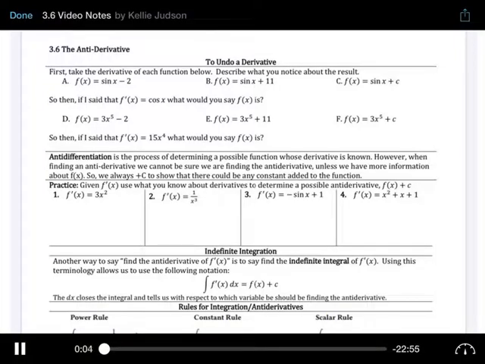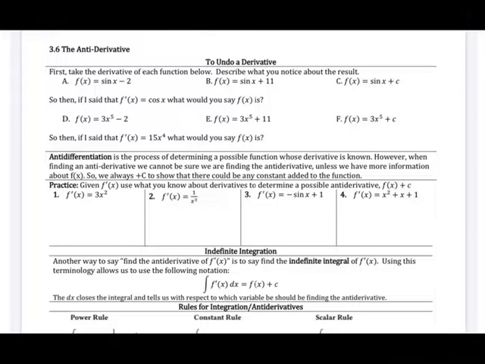3.6 is all about undoing derivatives, the inverse operation of a derivative, which we're temporarily just going to refer to as an antiderivative, and later we're going to refer to that process as integration when we spend many more chapters looking in depth at that idea. But just for starters, read through A through F, pause the video, and look through to get an idea.